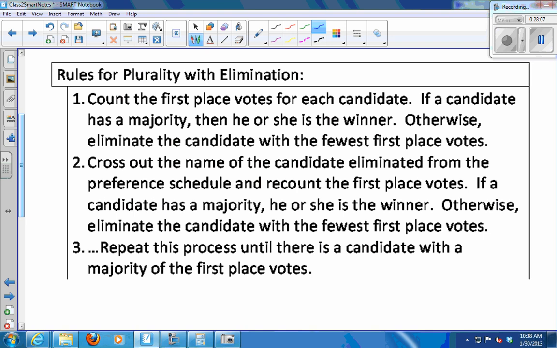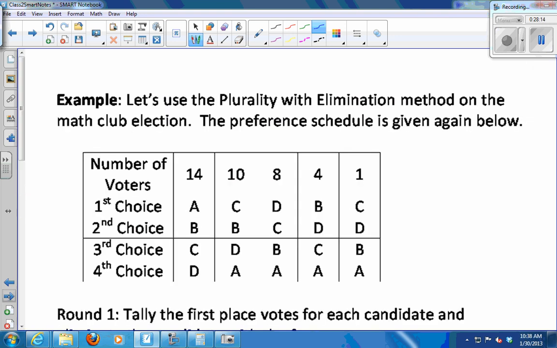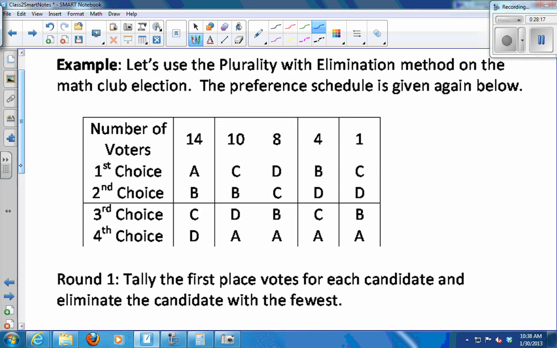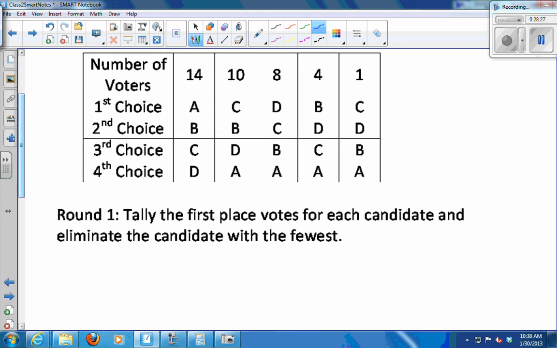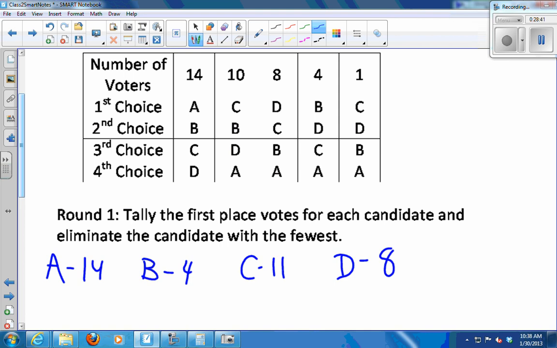Yes, exactly. Until there's a consensus, until we have a majority for one candidate. All right, we're going to do an example right now. So we're going to use plurality with elimination for this math club election. Same preference schedule we were using earlier. So round 1, you tally the first place votes. Okay, so A has 14, B has 4, C has 11, and D has 8 votes.